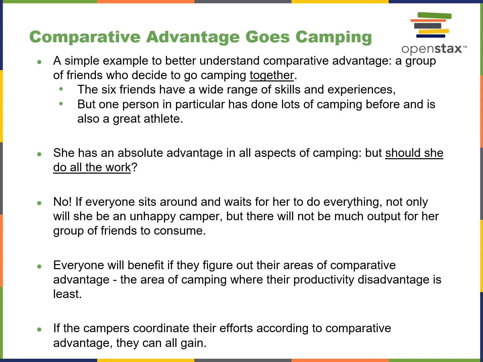If everyone sits around and waits for her to do everything, not only she would be an unhappy camper, but there won't be much output for her group of friends to consume. Everyone will benefit if everyone can figure out an area of comparative advantage, or an area where their productivity disadvantage is least. If campers coordinate their efforts according to comparative advantage, they all can gain. It's a very simplistic but very illustrative example.